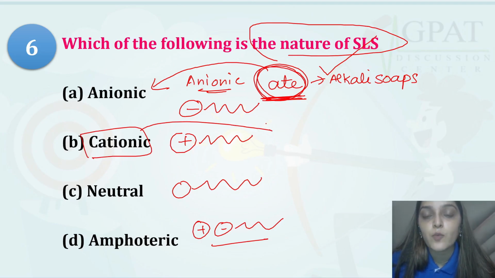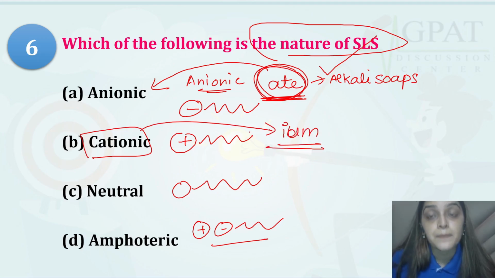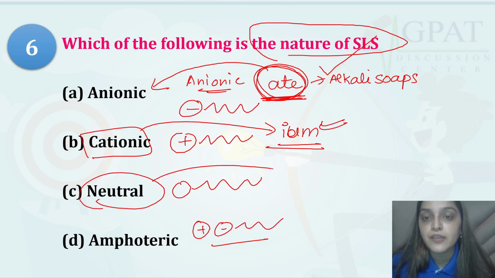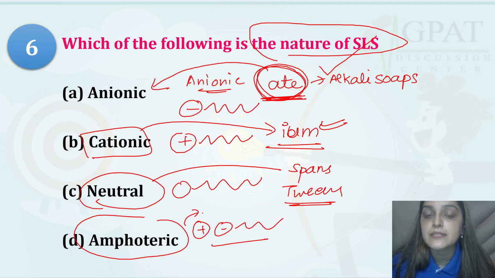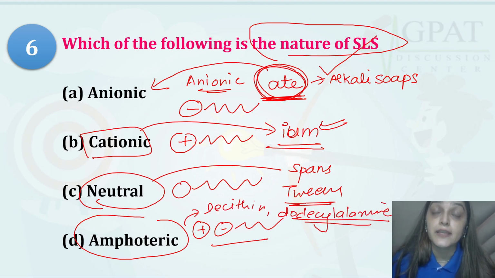For the cationic ones, we have AIIMS, right, benzalkonium, pyridinium. So AIIMS, so it is relatable that we are talking about the cationic surfactant. For the neutral, actually we have spans and tweens. Okay. Last, for the amphoteric one, the example is lecithin and dodecylalanine. These are the least, I can say, you must remember.